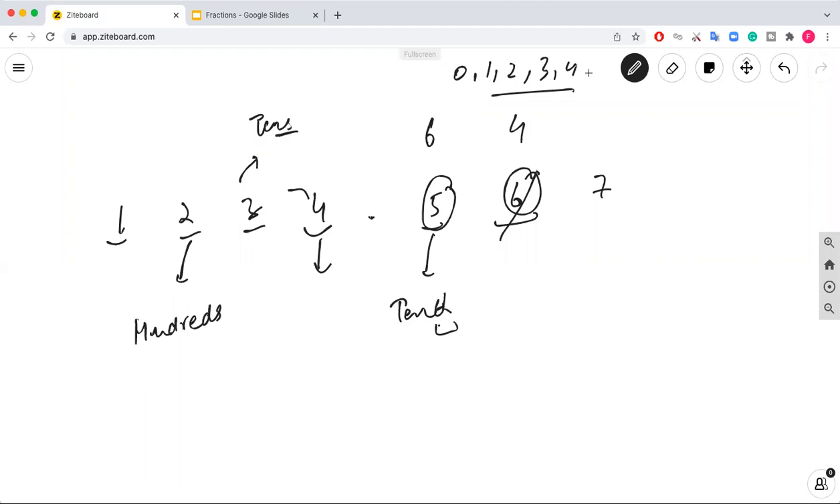Okay. And for the 10th and 100th? That will be exactly the same. The rule is the same for all of these. Just see the next one. If that is less than 5, just keep that the same. If that is greater than 4, just increase 1 in that.